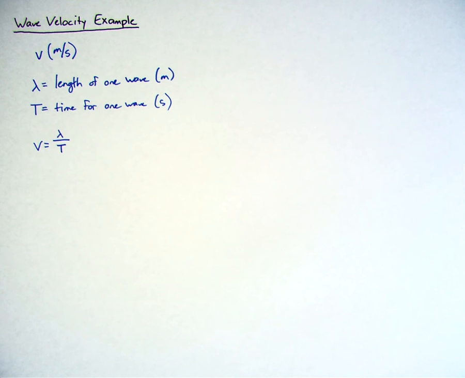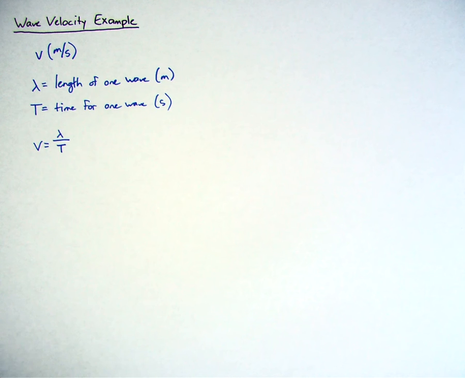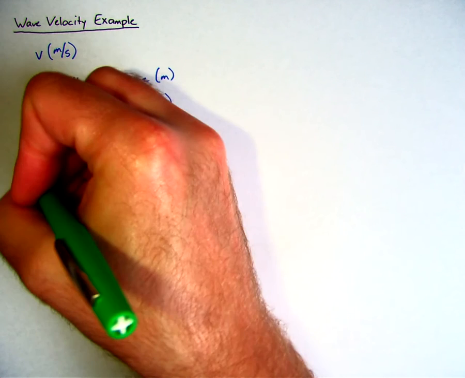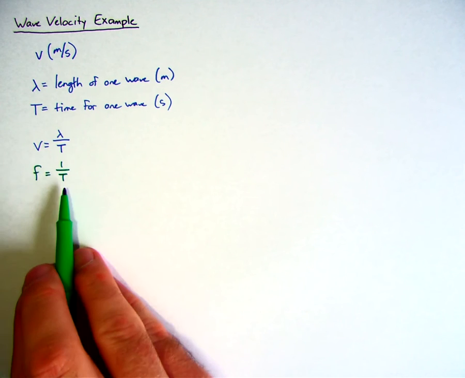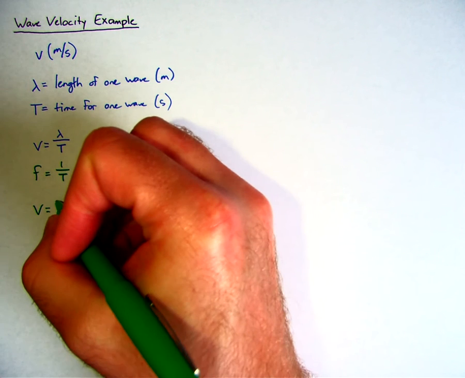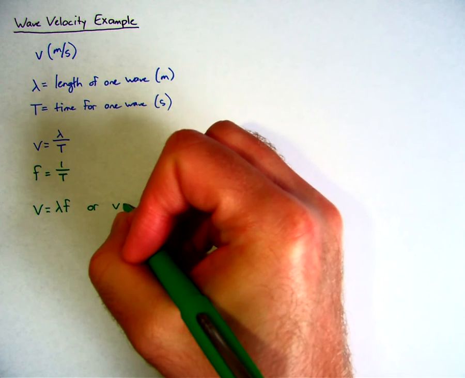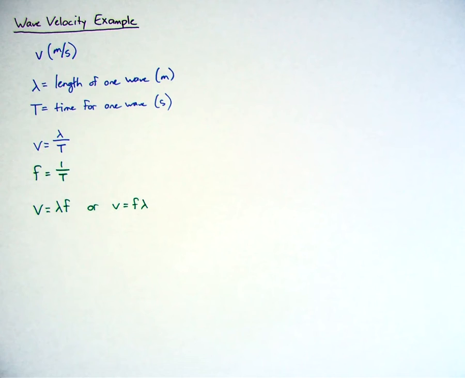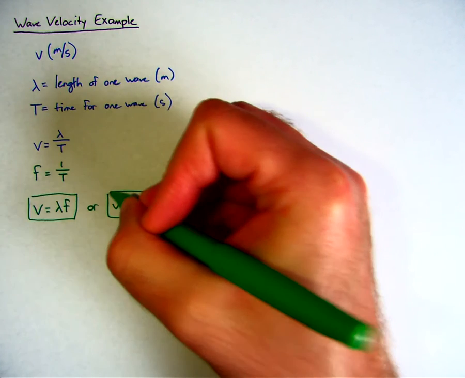Now, this isn't the most common way to actually write this out. The more common way to do this is, instead of using the period, we're actually going to use the frequency. And that's because we know that the frequency is 1 over the period. So if I substitute that in, what I get is velocity equals the wavelength times the frequency. Or I can write it the other way: velocity equals frequency times the wavelength. Either way, this is how you find the velocity of a wave.